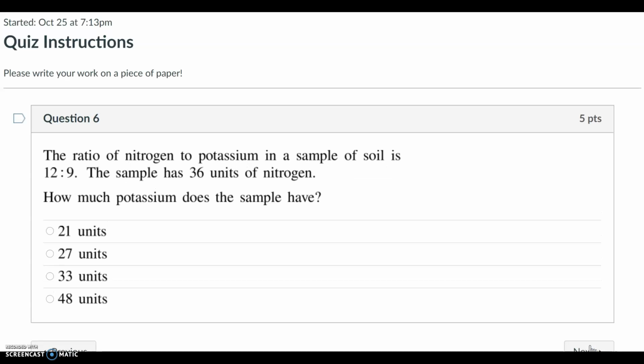Question 6. The ratio of nitrogen to potassium in a sample of soil is 12 to 9. The sample has 36 units of nitrogen. How much potassium does the sample have? 21 units, 27 units, 33 units, 48 units.